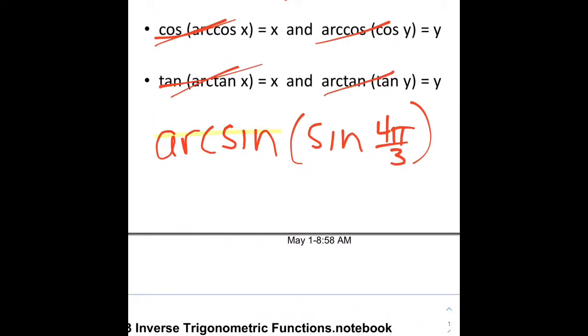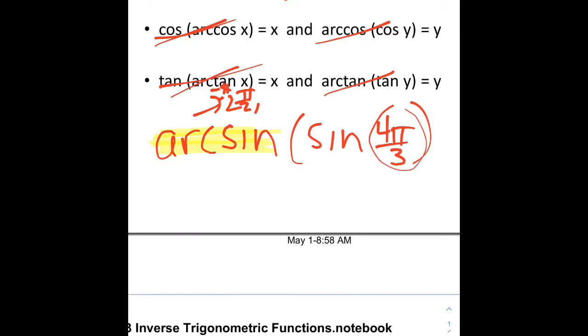Because ultimately, if you look at this problem, this is an arcsine problem. You have to remember that the domain of the arcsine has to be between -1 and 1, and it's only going to output angles that are between pi over 2 and negative pi over 2.